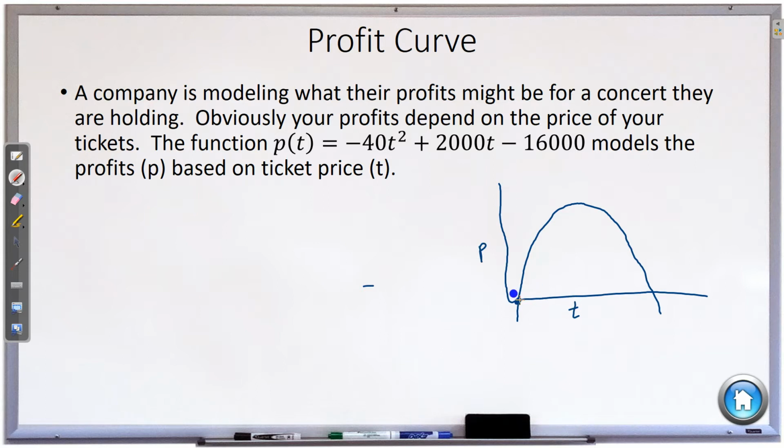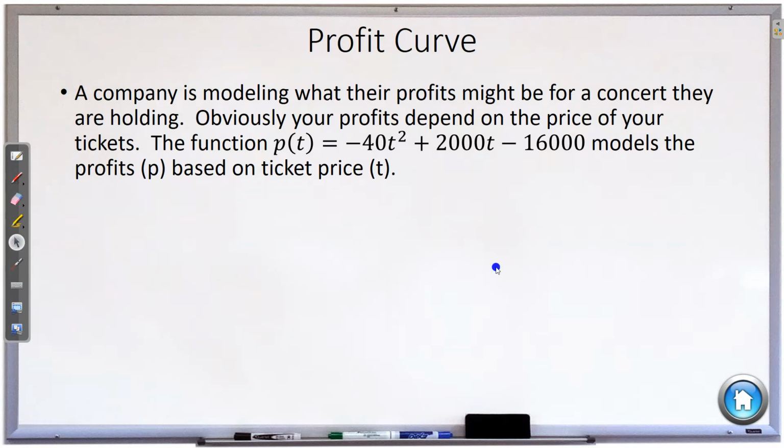There is some ticket price that's too low where our profits are 0. And if we raise the ticket price, we make more money. But then if our ticket price gets too high, fewer people will start coming because it's too expensive, and your profits will actually start to go down. There is a point where you're charging too much money where your profits will get back down to 0. Which is why we get this parabolic shape for profit. So hopefully in general it makes sense why we can use a quadratic to model a profit curve.